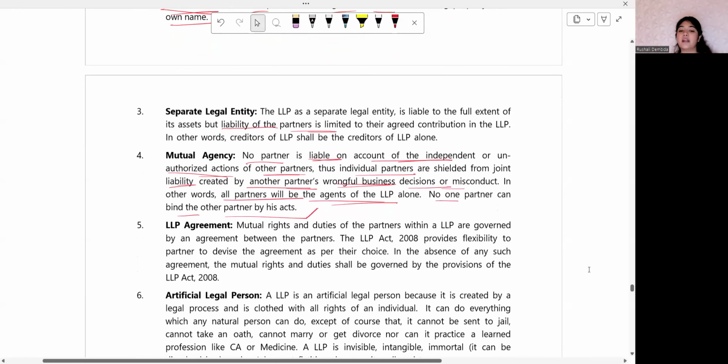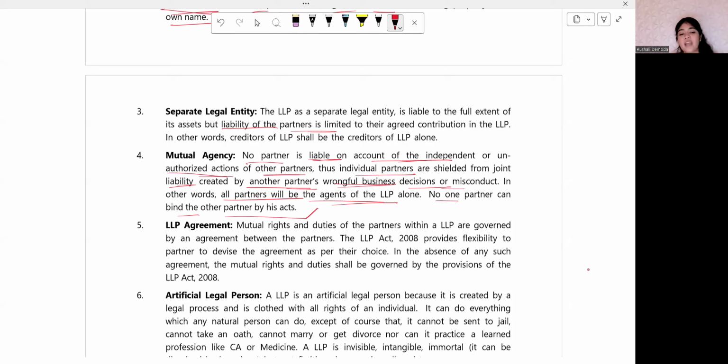Mutual rights and duties of the partners with the LLP are governed by an agreement between the partners. The partners have to do some agreement where mutual rights and duties of the LLP are mentioned. And it provides flexibility to partners to devise the agreement as per their choice. They can make the agreement as per their choice. Whatever things they want to include in the agreement, they can include. In absence of such agreement, mutual rights and duties shall be governed by the provisions of LLP Act 2008. If they do not get into an LLP agreement, whatever rights and duties are given in the LLP Act, they will be binding on all the partners and the LLP firm.